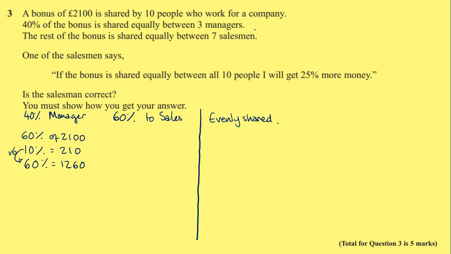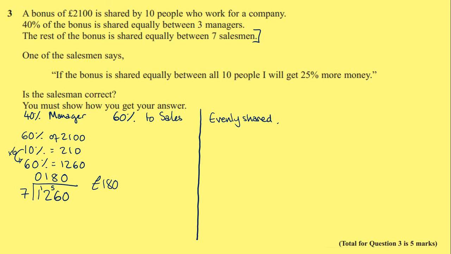Now this salesman is just one of 7 salespeople. So he gets 1/7 of this 1,260. Now 7s into 1 don't go, 7s into 12 go once, remainder 5. 7s into 56 go 8 times, and 7s into 0 go 0 times. And so actually he gets £180 through this plan.